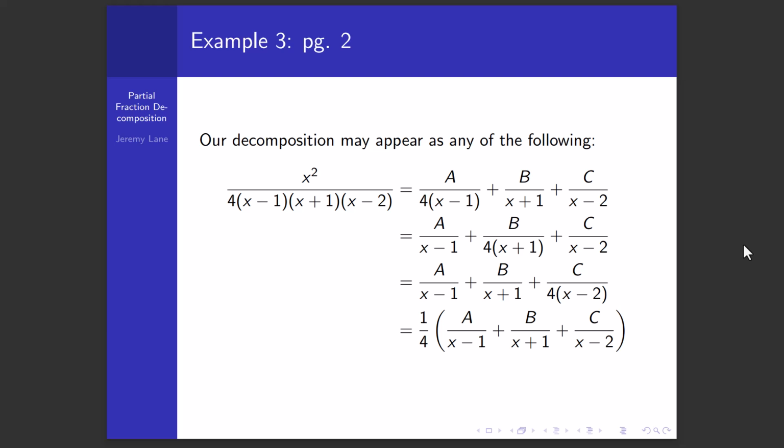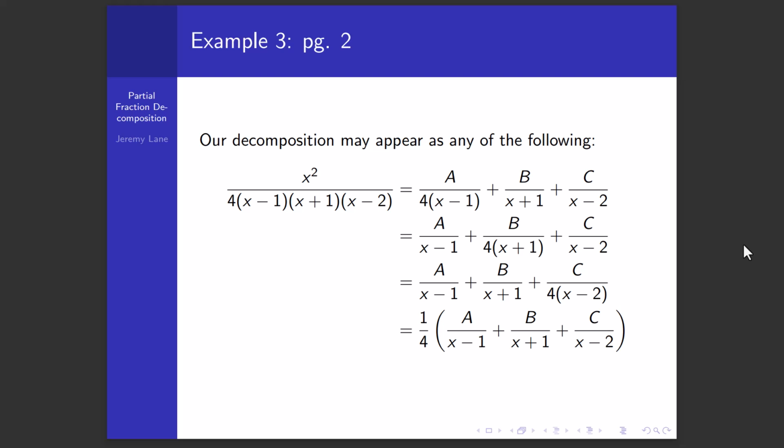So our decomposition may appear as any of the following forms that you see on the slide. We could have a divided by 4 times the factor x minus 1, plus b divided by the factor x plus 1, plus c divided by the factor x minus 2. But we could also have a decomposition template that looks like a divided by x minus 1, plus b divided by 4 times the factor x plus 1, plus c divided by the factor x minus 2. We could also have a divided by the factor x minus 1, plus b divided by the factor x plus 1, plus c divided by 4 times the factor x minus 2. Each one of these is still equivalent.